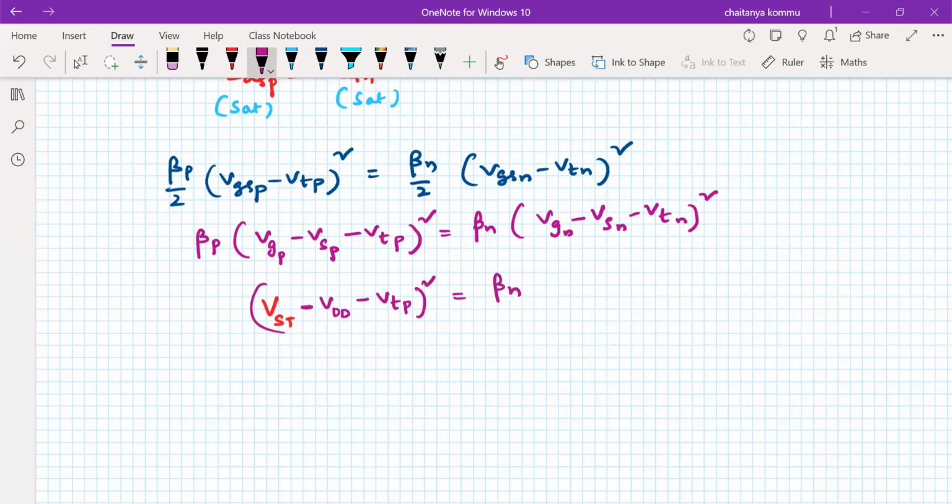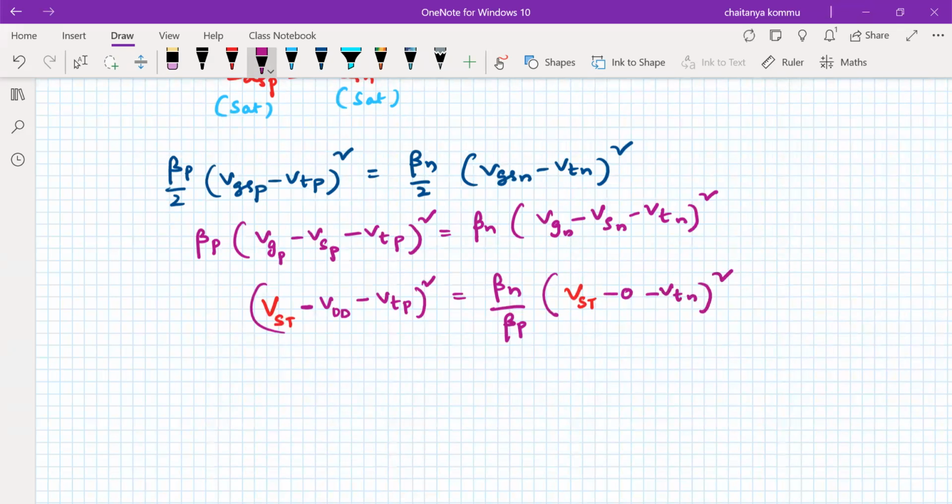Therefore, this is beta n divided by beta p. I can write it here for the sake of simplicity. And what is the VCN? It is the input voltage, which is equal to Vout, which is equal to VST. Therefore, VST I can write minus VSN. VSN is actually 0, right? It is connected to ground. Okay, so it is connected to ground, minus VTN, whole square.